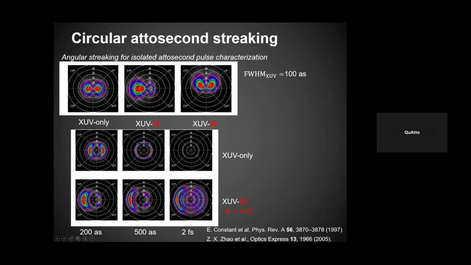In the attosecond streak camera, as I explained before, you have just the amplitude of the vector potential along a line. Here, the vector potential is rotating around a circle, and so the photoelectron angular distribution will rotate.